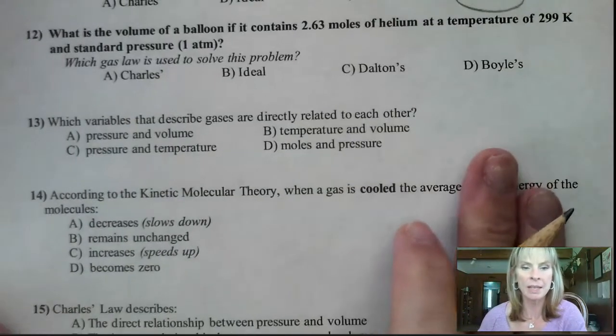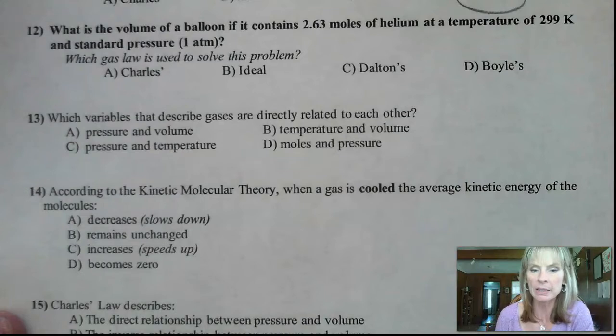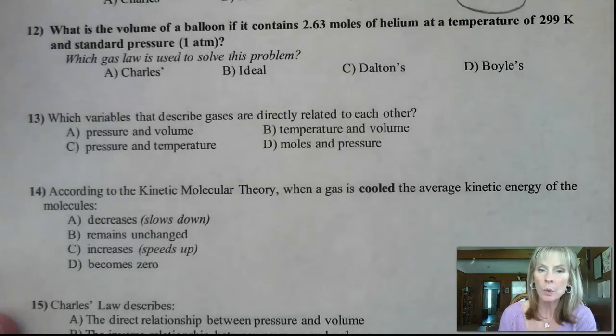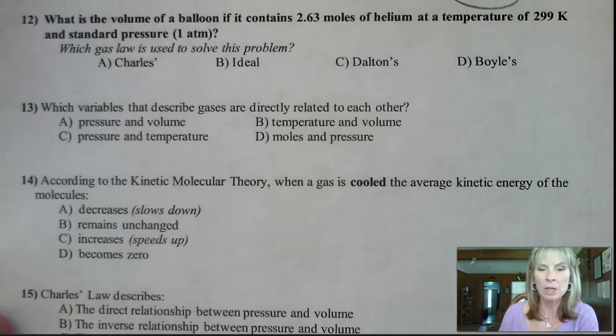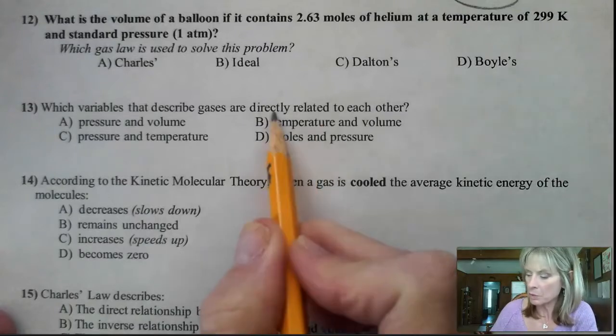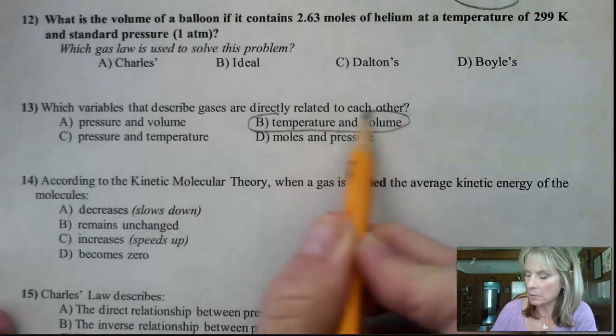Okay, number 13. Which variables describe gases that are directly related to each other? So a direct relationship means that as one goes up, the other goes up. An inverse relationship would mean as one goes up, the other goes down. There's only one of the gas laws that we've talked about where all of those have a direct relationship. That's Charles' law. Temperature and volume is going to be the right answer.